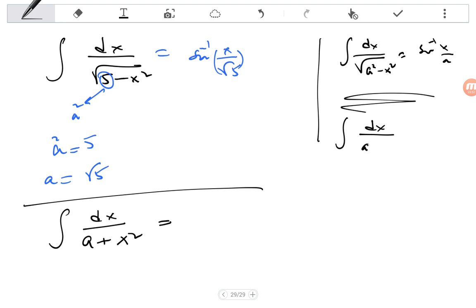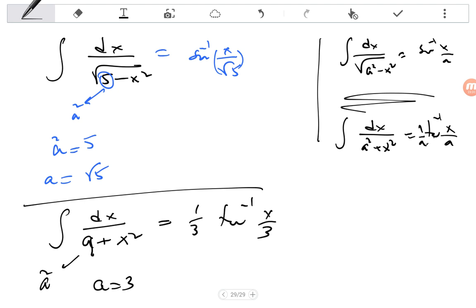Remember the table: it was a squared plus x squared, and the result was 1 over a tan inverse x over a. What is a here? 9 is a squared, so a is 3. A is always the square root of the number taking the place of a squared. So the rule is 1 over a tan inverse x over a, so 1 over 3 tan inverse x over 3. Just in one step.